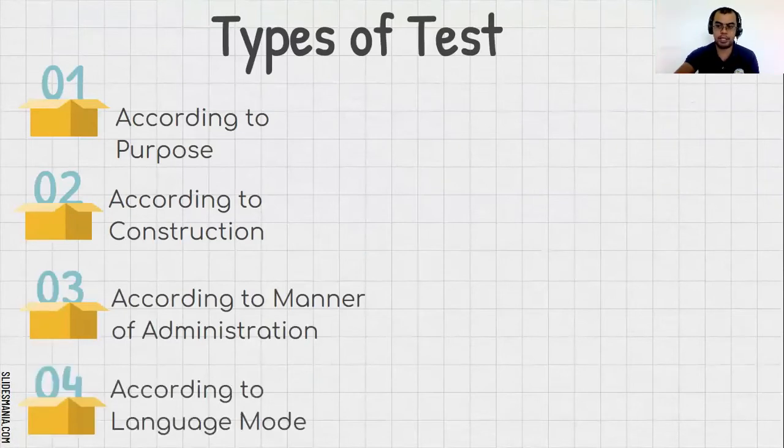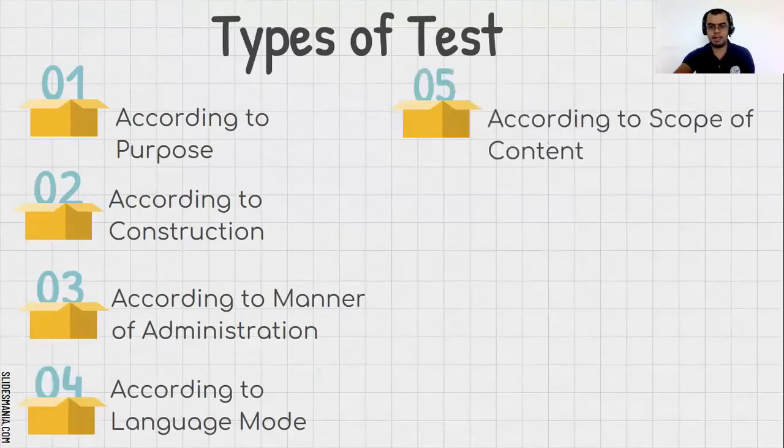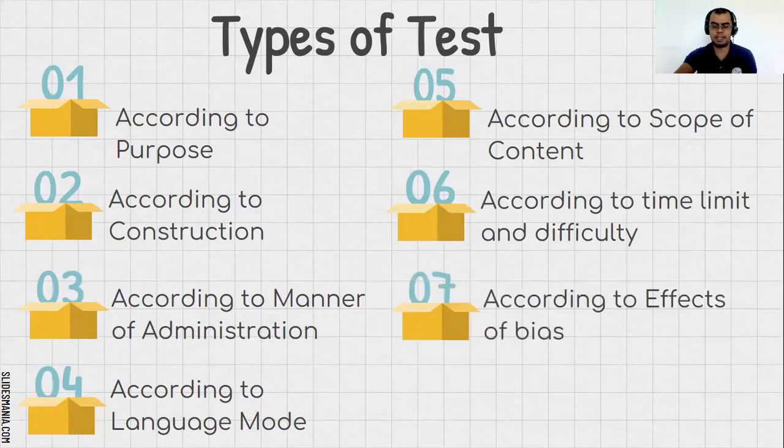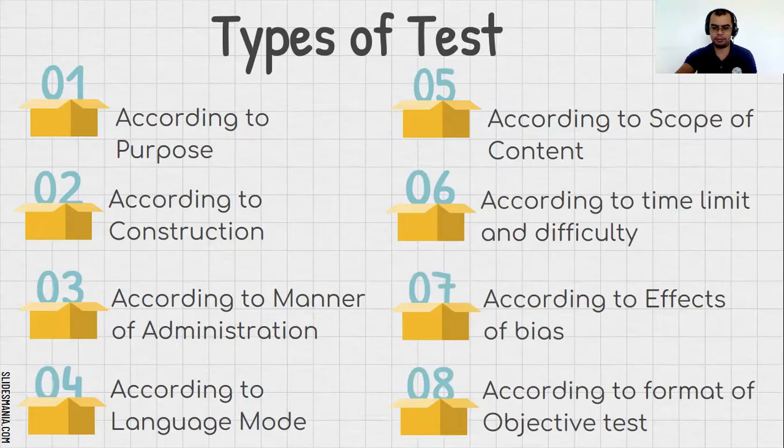Number four, according to language mode. Number five, according to scope of content. Number six, according to time limit and difficulty. Number seven, according to effects of bias. And number eight, according to format of objective test.